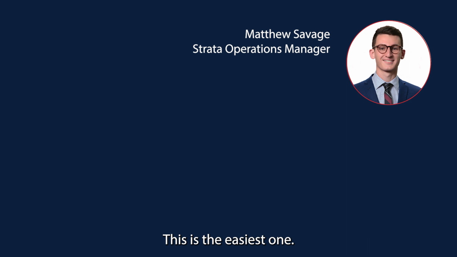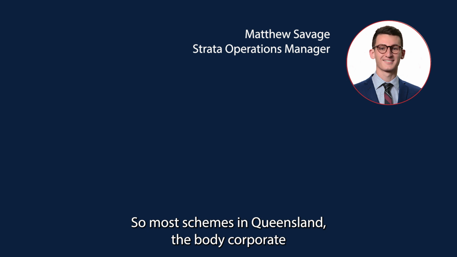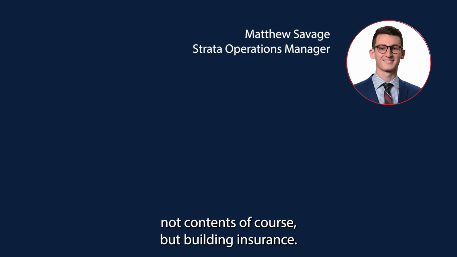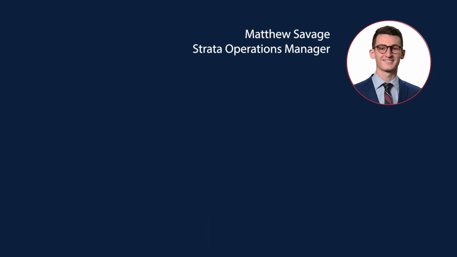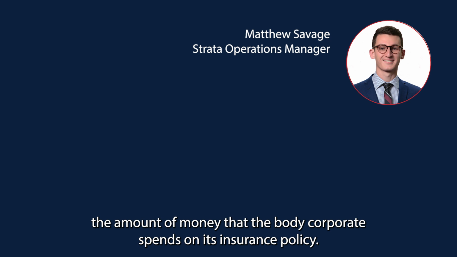Insurance levy, this is the easiest one. The insurance levy just pays for the cost of the building insurance policy. So most schemes in Queensland, the body corporate will provide building insurance for the whole building, not contents, of course, but building insurance. And if the building has an insurance levy, that insurance levy should closely match the amount of money that the body corporate spends on its insurance policy.